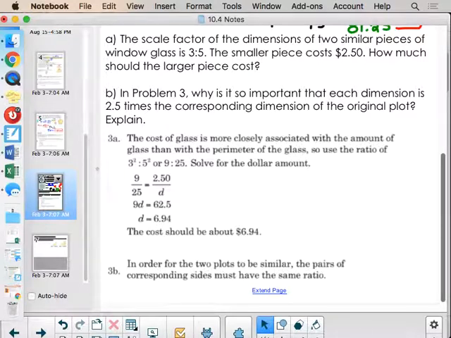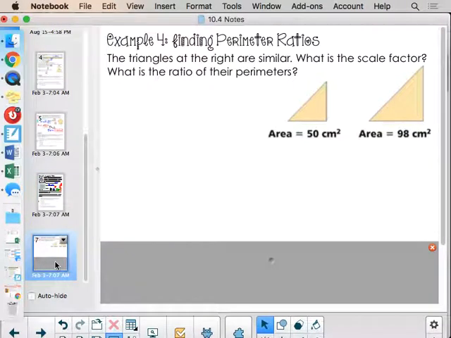All right, so for these last two examples, we've been doing the forward motion. You find the scale factor, you square the scale factor to find your area ratio, then you use your ratio of areas to find area. The last example, we're going to go backwards, okay? We're going to be given areas, and we need to get back to the root and find the scale factor, okay? So the triangles at the right are similar. What is the scale factor? What is the ratio of their perimeters, okay?